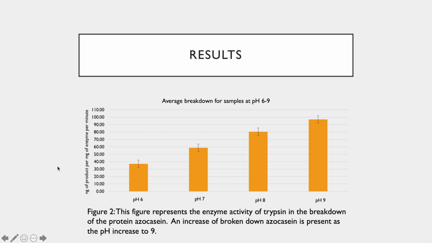We can also see, if we look closely enough, that none of the standard deviations overlap, which shows that pH 6, 7, 8, and 9 are statistically different. In other words, this means that pH 9 is the optimal pH, the pH where enzyme activity is the busiest because it produced more product. So therefore, I reject my hypothesis that pH 8 was the optimal pH.